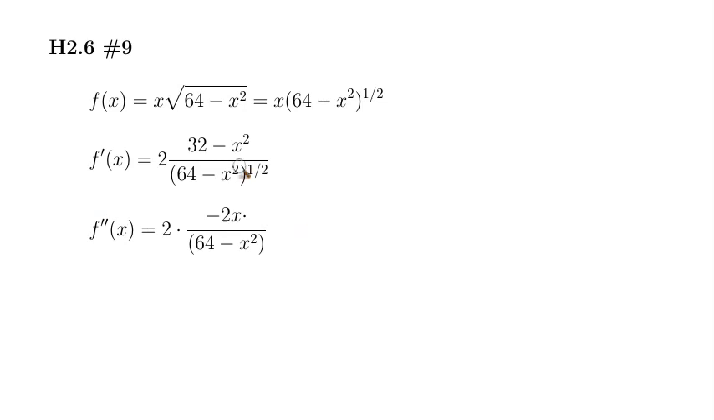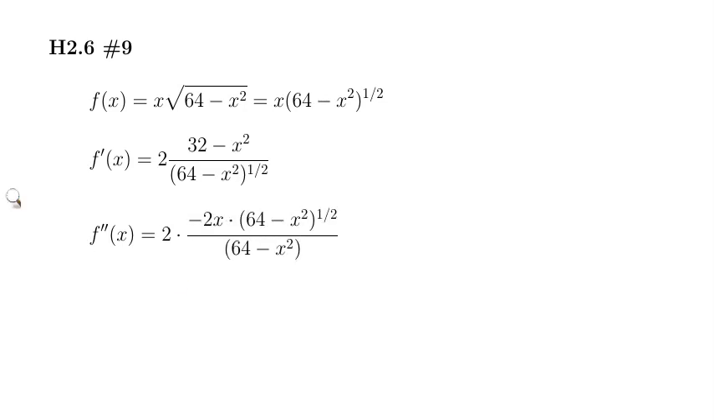Negative 2 times the denominator. So I'm just going to copy the denominator and put it on there. So you have this guy right here. That's the derivative of the top times the bottom. And since it's the quotient rule, it's going to be minus the top. So I'm going to just copy the top, which is 32 minus x squared. All right, so we got that, and then times the derivative of the bottom.